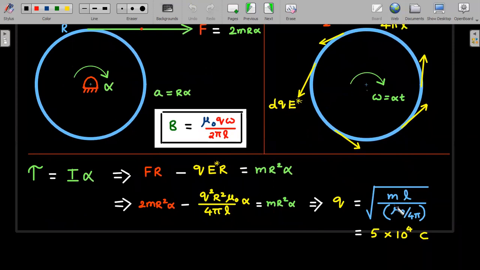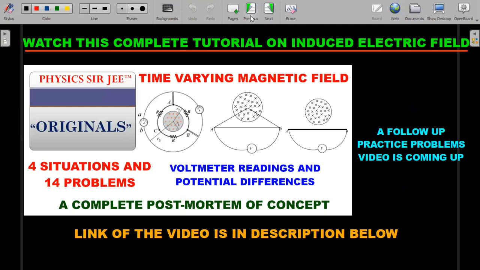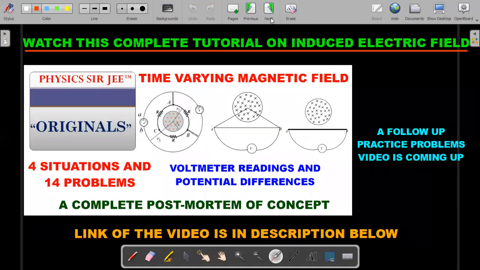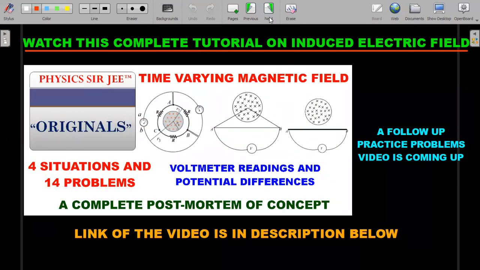That's the reason why the person has never mentioned the value of F or alpha in the question. It's just going to be a function of mass m of the cylinder and length L. So mu naught by 4 pi substitute as 10 power minus 7 SI units, and m and L from the given information of the question, you end up getting 5 into 10 power 4 coulomb, quite a large amount of charge for this particular question. So the answer for this K will come out to be 4. I hope you understood the concept, and you'll understand it better once you watch this particular video.